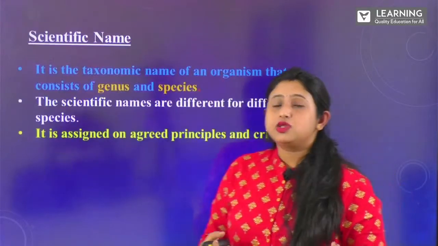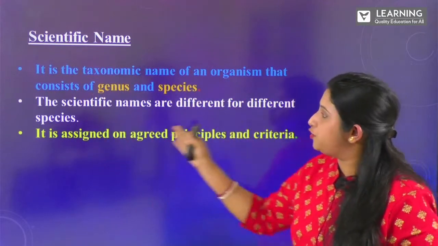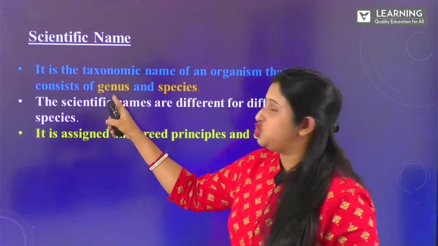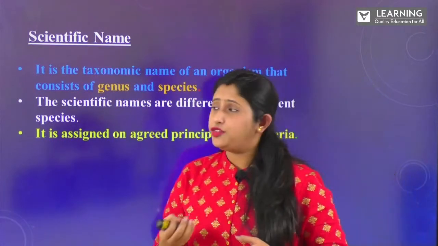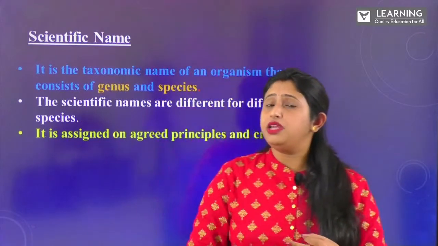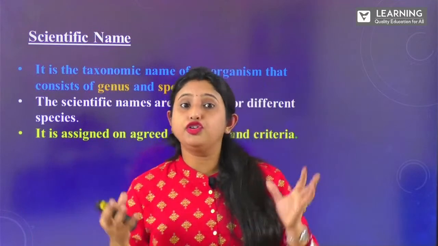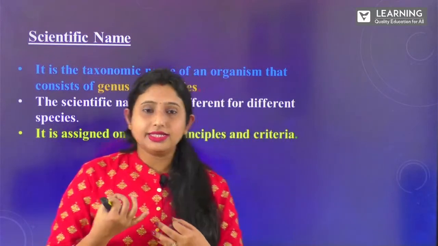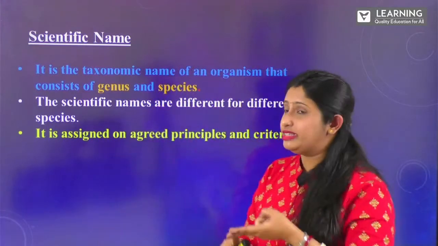Okay. Next, what is a scientific name? What do you mean by scientific name? It is the taxonomic naming of an organism consisting of genus and species. So scientific names are based on two things. One is genus, and the second one is what? Species. Different species have different scientific names. Now what do you mean by species? Species means the different living organisms that, based on their familiar features, are grouped into one category, that is species, and it differs from one species to another. Is that clear? So it is based on two things: one is genus, and the other is species. Always remember these two things.